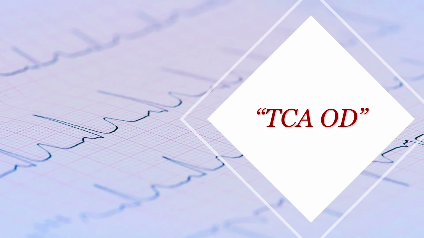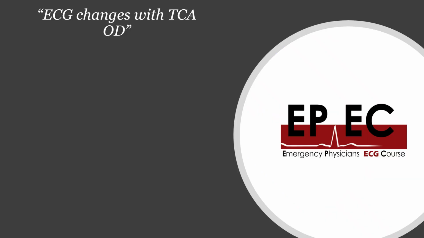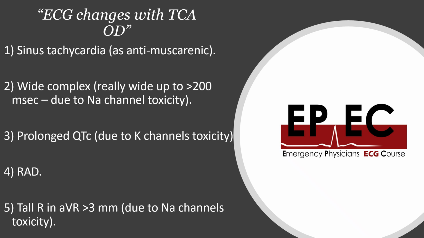So does this match with a TCA overdose? Well, we're going to talk about TCA overdose in the near future, with far more details. But let's just cover quickly the ECG changes that happen with TCA overdose. You get sinus tachy because of the antimuscarinic effect of it. You get broad complex, and it should be really broad when it is broad, so it's more than one big square in width, and that's because of the sodium channel toxicity effect of the TCA. You get long QTc, you get right axis deviation and a tall R in AVR. So these are the changes that happen with TCA overdose.